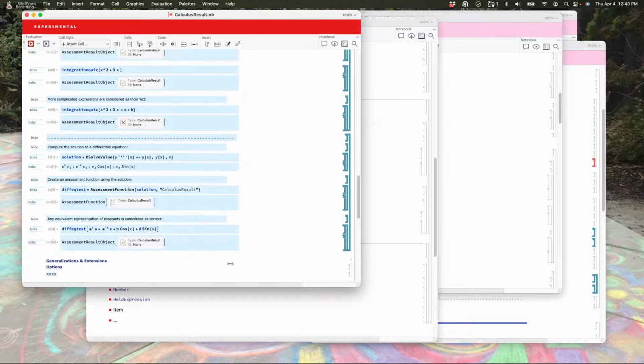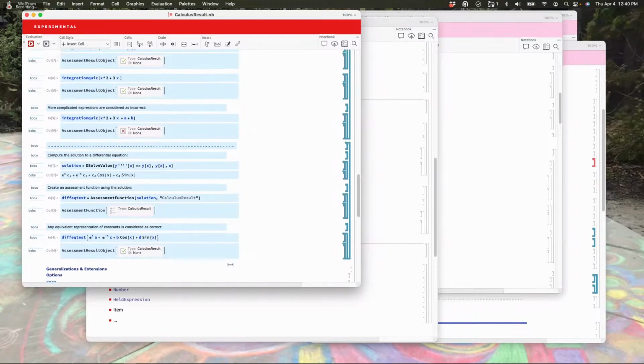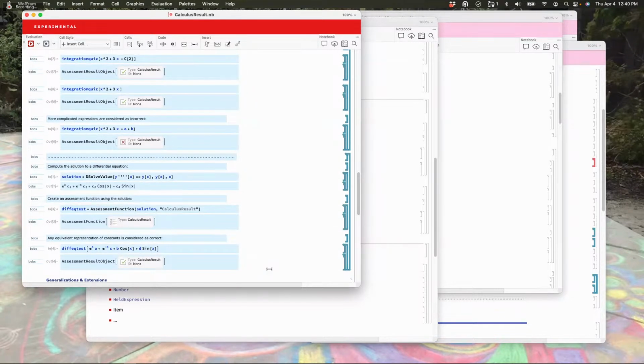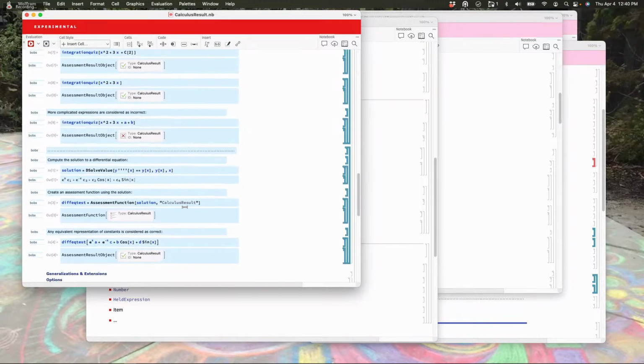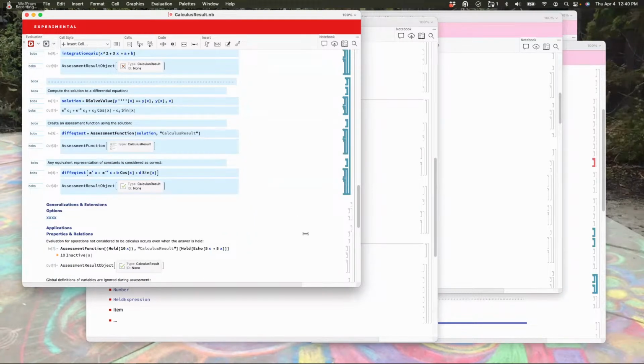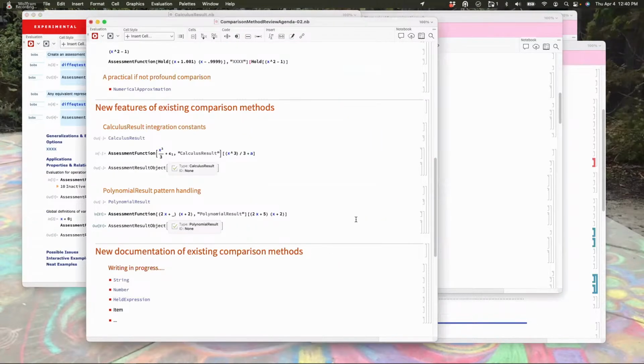And Chris came up with a pretty efficient solution for this. So this is added, and this will all work in calculus result by default now. Excellent, that's great. So we will untentative that.